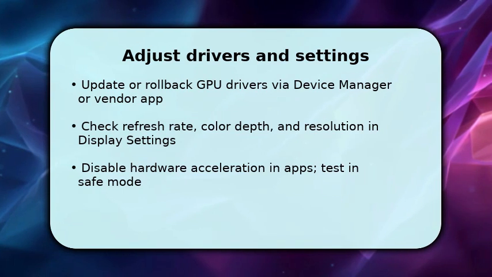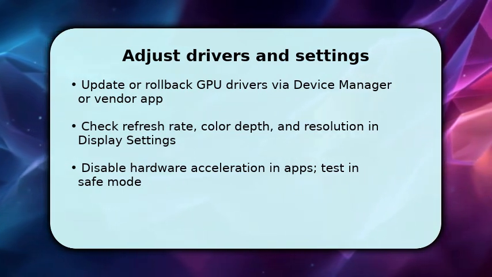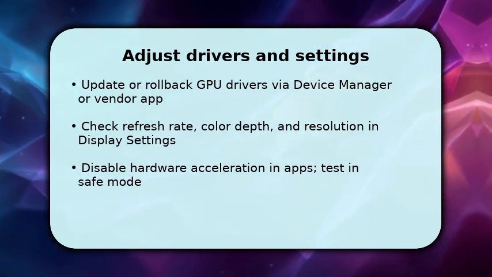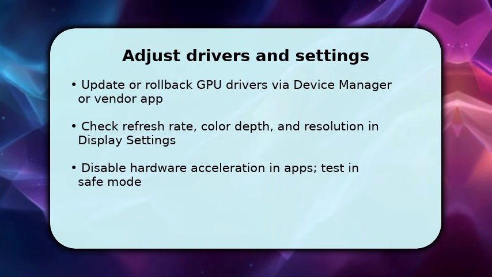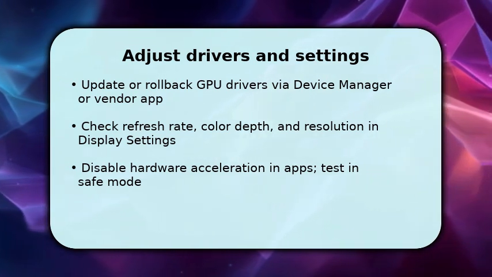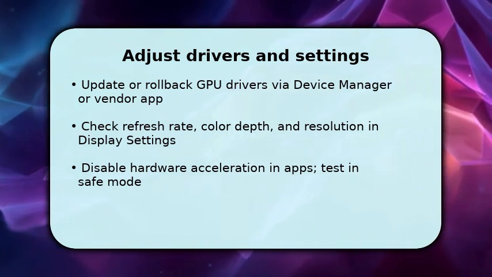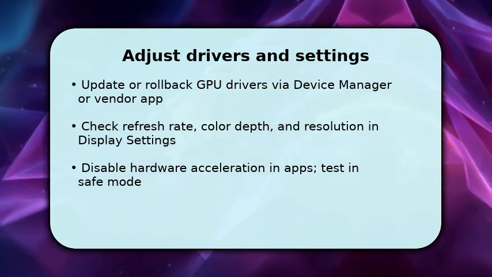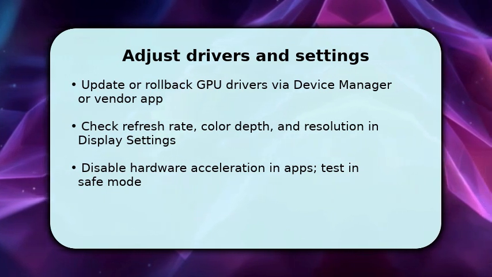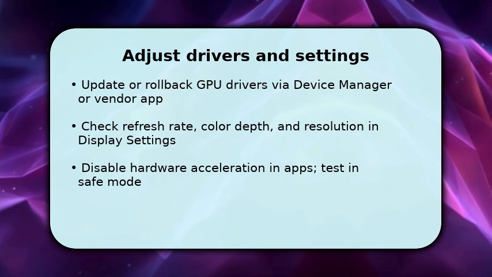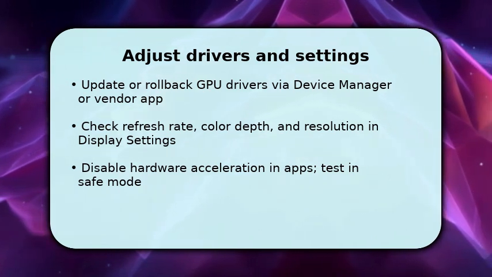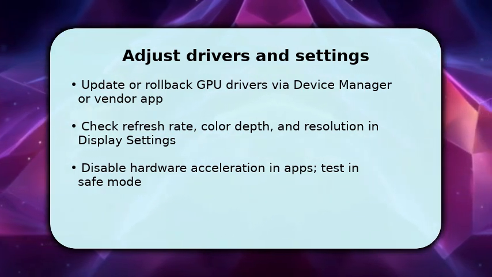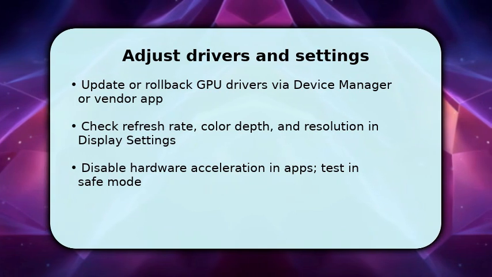Next, you tackle software and configuration causes because drivers and settings directly control color output. Update your GPU drivers using the vendor app or roll back if the problem started after a recent update. Then, open display settings and confirm the refresh rate, color depth, and resolution match the monitor's native specs. Mismatches can cause artifacts. Disable hardware acceleration in browsers or media apps and test the display in Windows Safe mode to rule out third-party conflicts. This narrows down driver versus application causes.